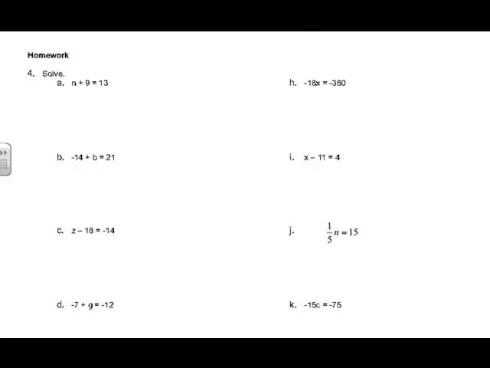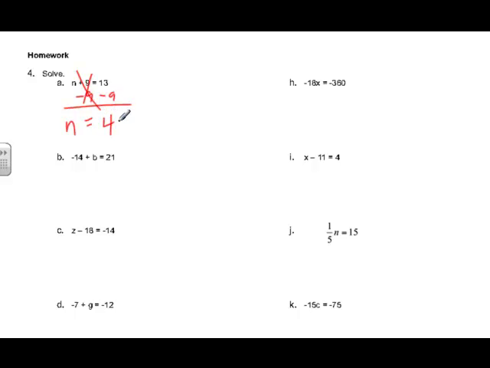Okay, so here we go. N plus 9 equals 13. What's my inverse operation? Subtraction. Negative, because we want to think of these as positive and negative. So negative 9 on both sides. That's a step. Positive 9 and negative 9 cancel, and N equals 4.